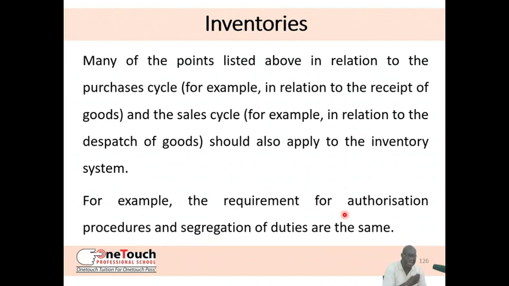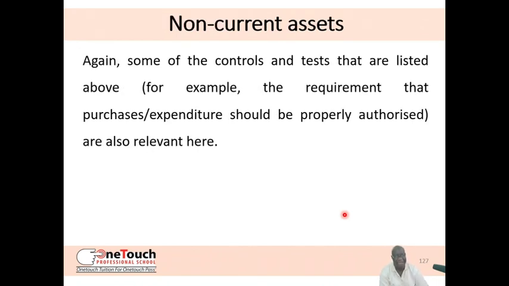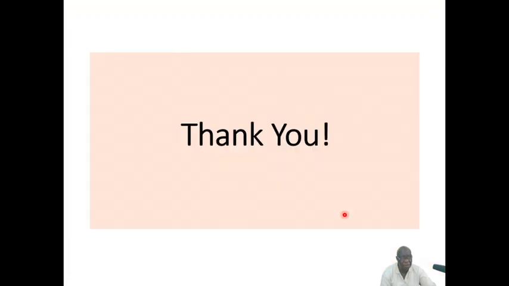Many of the points listed above in relation to the purchasing cycle and the sales cycle should also apply to the inventory cycle. For example, the requirements for authorization procedures and segregation of duties are the same. Non-current assets. Assets which are not current. Again, some of the controls and tests that are listed above are also relevant here. So those are the tests. Yes, no, yes, no, yes, no. Thank you very much.